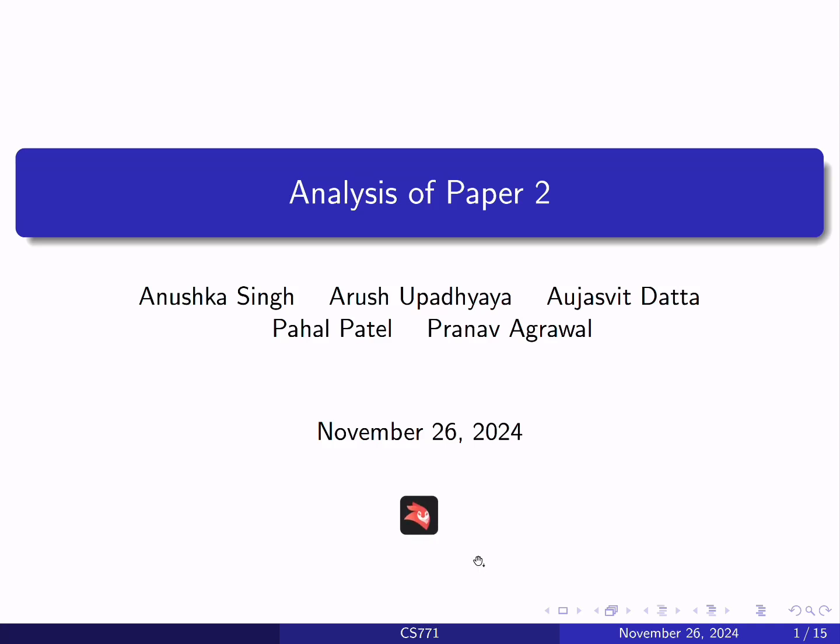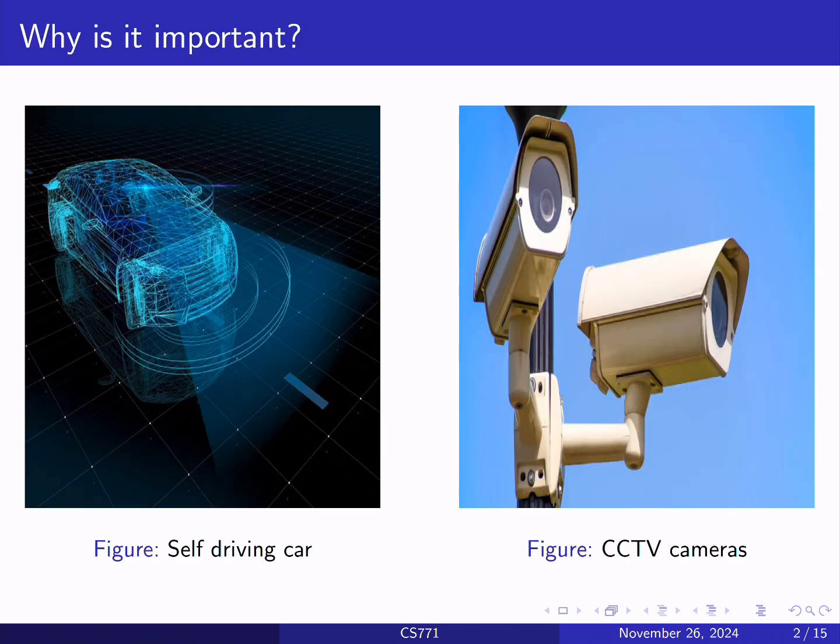Hi, we are group number 70 and we will be presenting paper number 2, Déjà Vu, Continual Model Generalisation for Unseen Domains. AI works great when it's in its comfort zone, but what happens when it encounters something new?